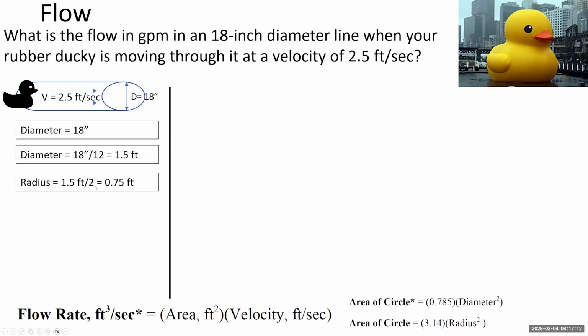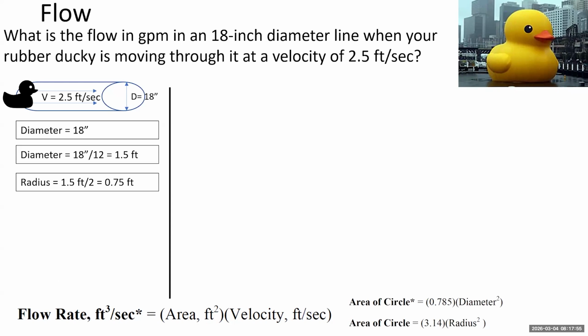We also know from our equation sheet that flow rate, which is what this question is asking, right? What is the flow? So we look for the flow equation, and we know that it's area times velocity. So we know velocity, but do we know area? Well, not really. We know diameter, we know radius. So we go and look, and sure enough, the area of a circle is pi times r squared, or 3.14 times the radius squared. And so we can calculate the area of the circle. We have the velocity of the duck, so that means we can get to the answer.